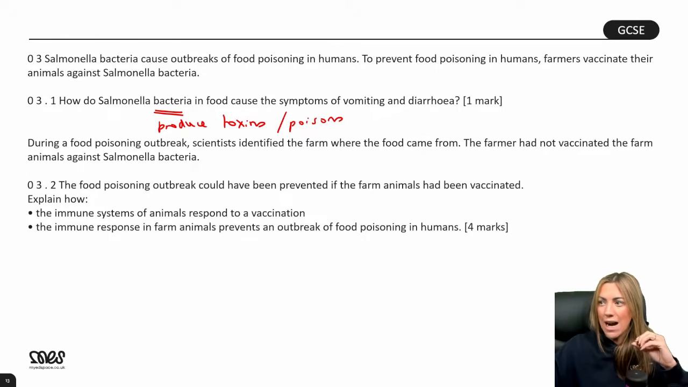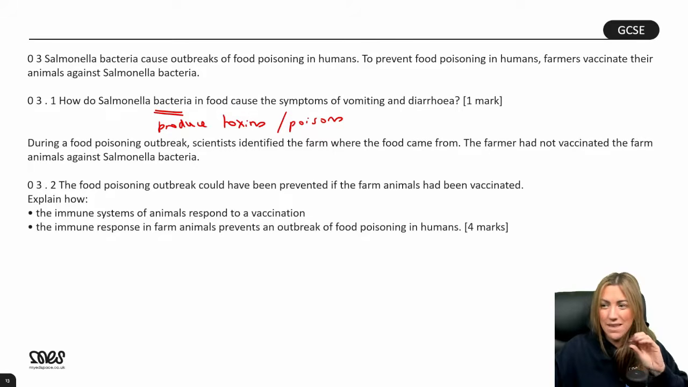During a food poisoning outbreak, scientists identified the farm where the food came from. The farmer had not vaccinated the animals against Salmonella bacteria. The food poisoning outbreak could have been prevented if the farm animals had been vaccinated. Explain how. The immune system of animals respond to vaccination, and the immune system response in farm animals prevents an outbreak of food poisoning in humans.